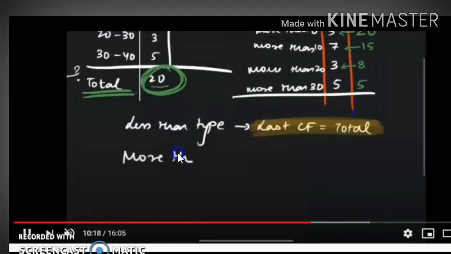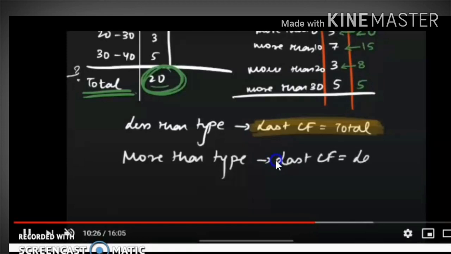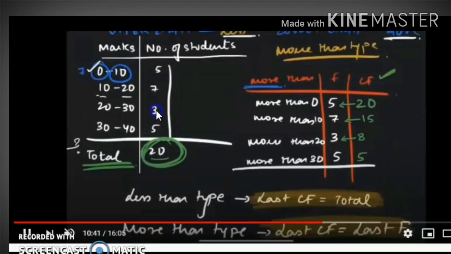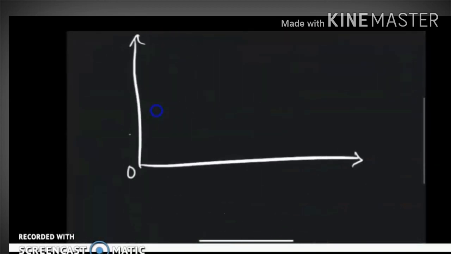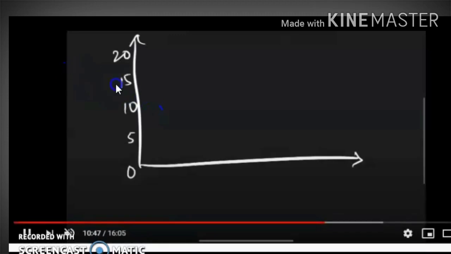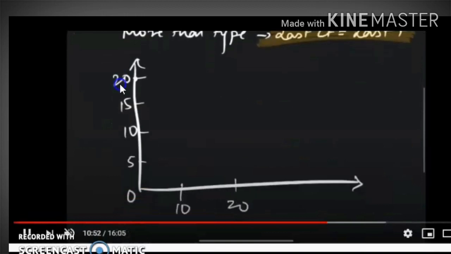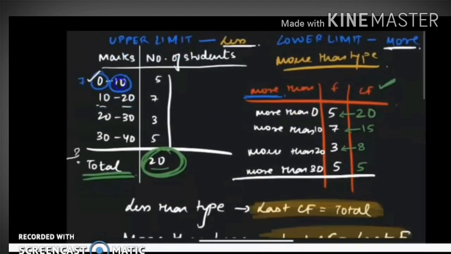So in the more than type, the last CF is equal to the last frequency. So here the last CF will be the total. So that you have to keep in mind. Then you will be plotting the diagram. How will you plot? 0, 5, 10, 15, 20 is to be marked as the scale, and then 20, 30, 40.